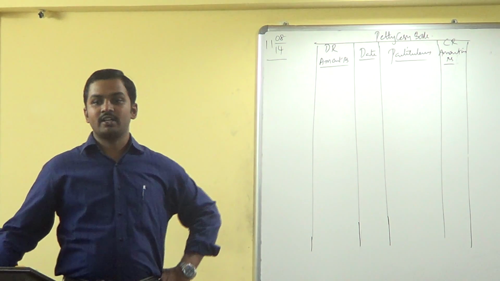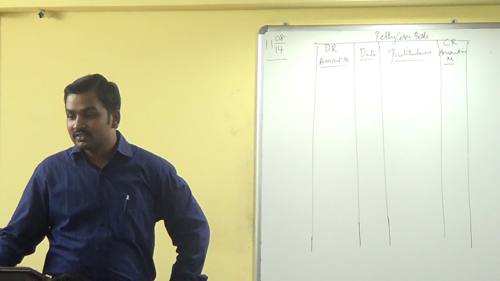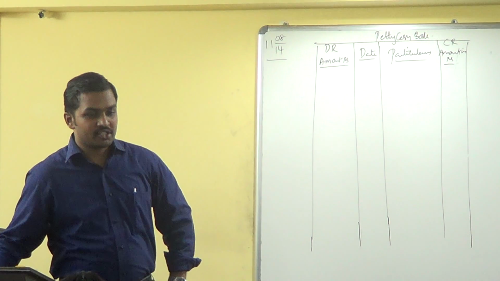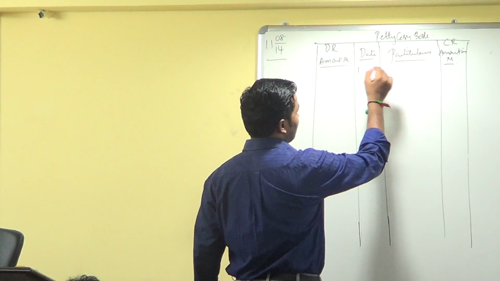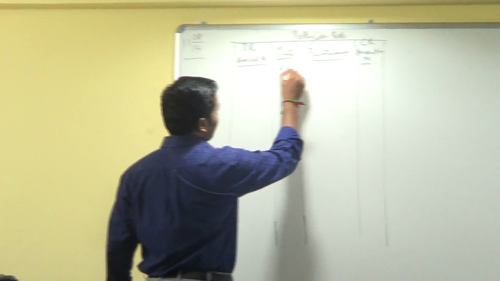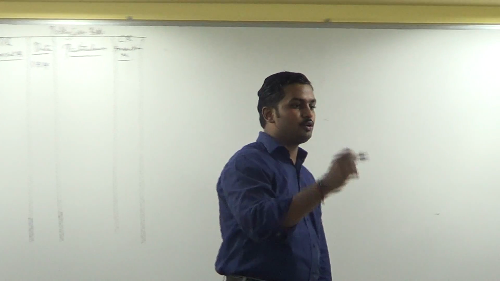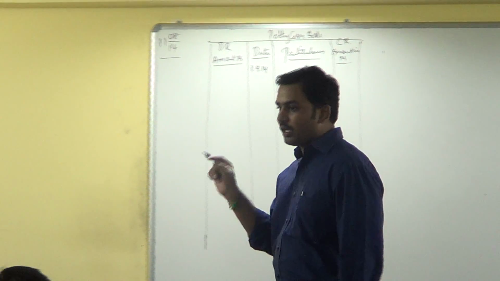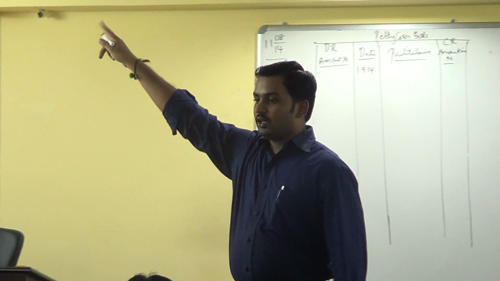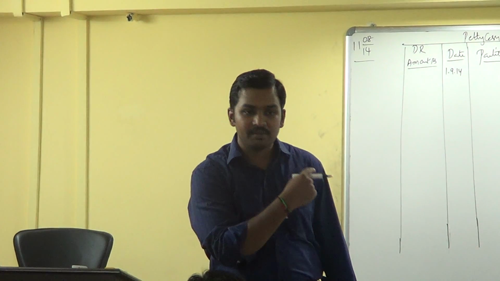Let us start. What is the first transaction? Imprest cash handed over by the cashier, 10,000 rupees. Let us assume the month is September, 1st September 14. The petty cashier is receiving cash from the main cashier. What is the entry you pass? Petty cash account debit to cash account. In the main cash book, you have to record it on the payment side. In the petty cash book, you have to record it on the receipt side.